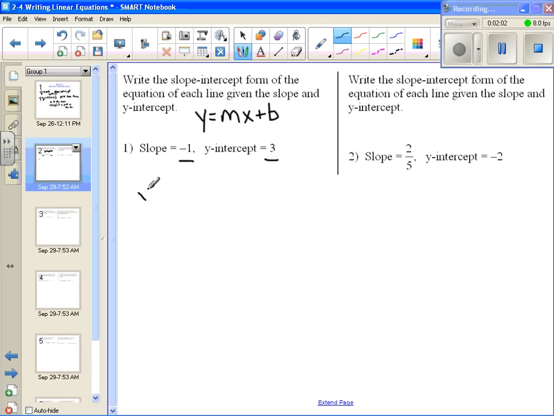So we have y equals, the slope is -1, so I'll have -1 times x. The y-intercept is 3. So we end up with y equals -x plus 3. We don't need to have the 1 showing there. We can just write it this way.